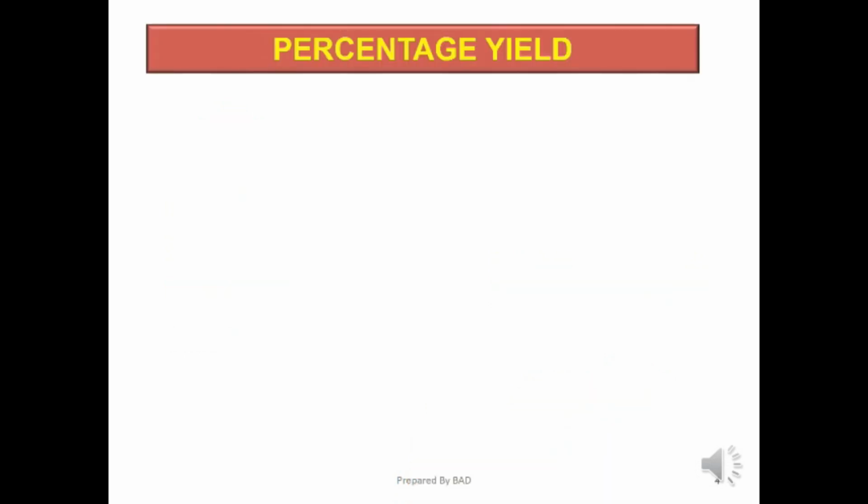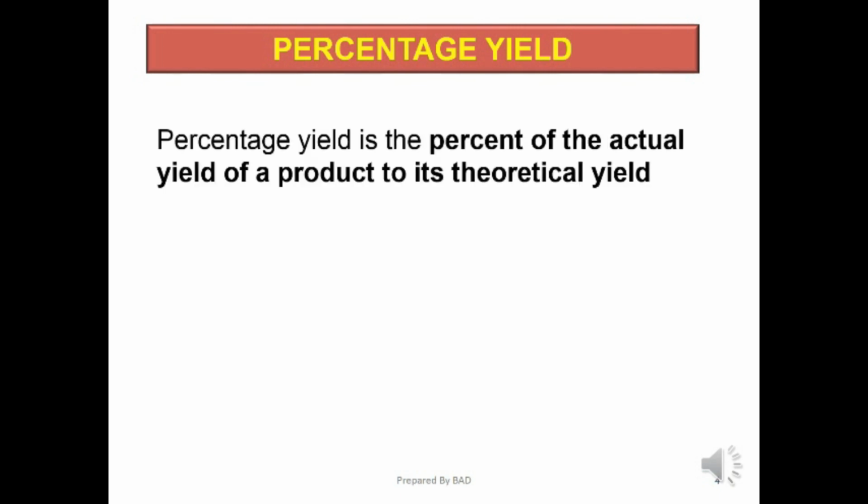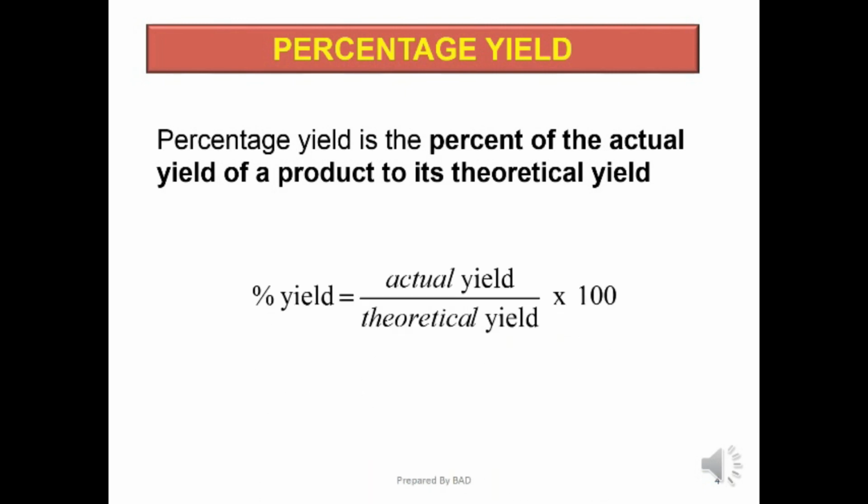Definition of the percentage yield. Percentage yield is the percent of the actual yield of a product to its theoretical yield. The formula of the percentage yield is: percentage yield equals actual yield divided by theoretical yield times 100%. Actual yield is the amount of product actually obtained in a reaction, and theoretical yield is the amount of product predicted by stoichiometry calculation.